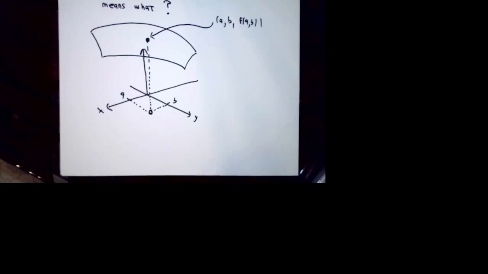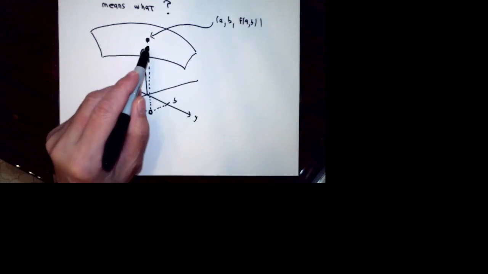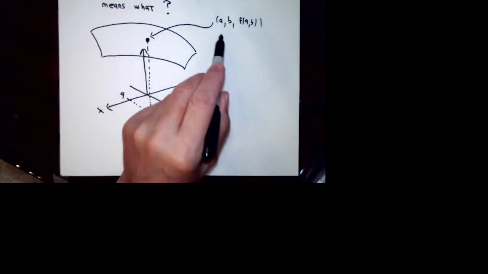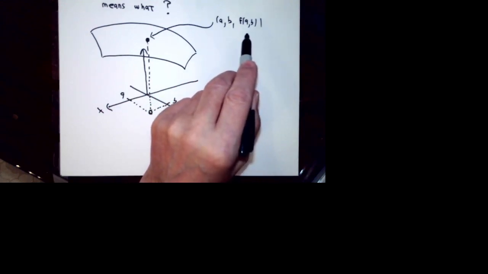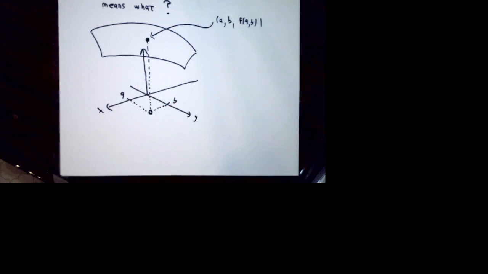I want to stop for a moment and think about what all of this is supposed to mean. I'm thinking of the graph of function f of x and y, which would be z equals f of x and y. Down in the xy plane, I have some input point into my function. The z-coordinate on the graph will be the function value of f that goes with that point. So I'm going to have a point of my surface, x-coordinate a, y-coordinate b, and z-coordinate f at a comma b.